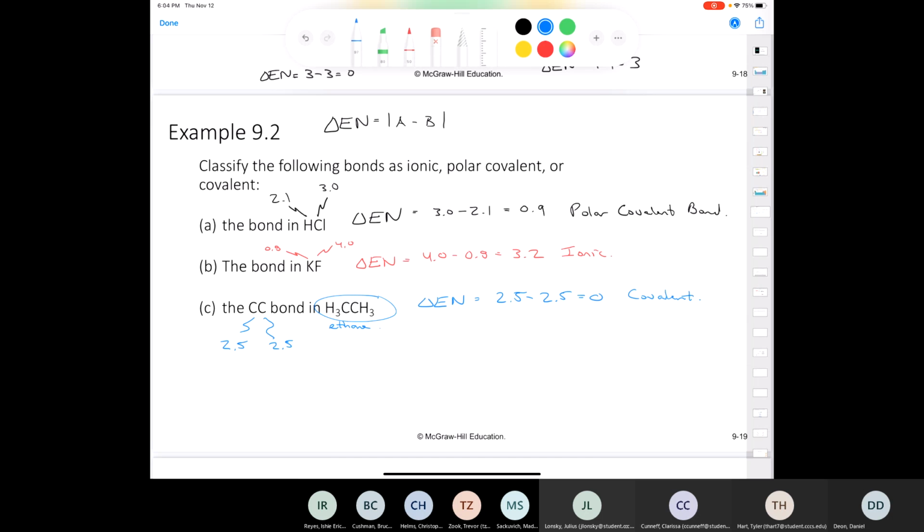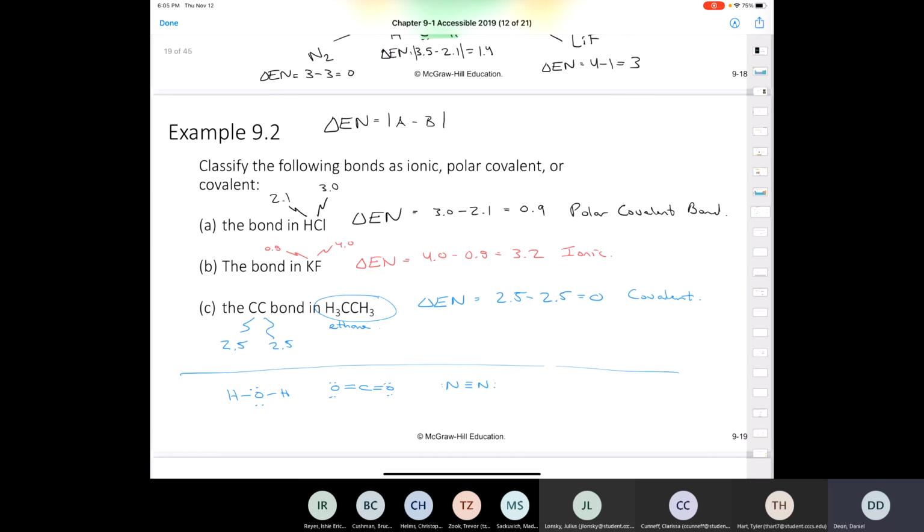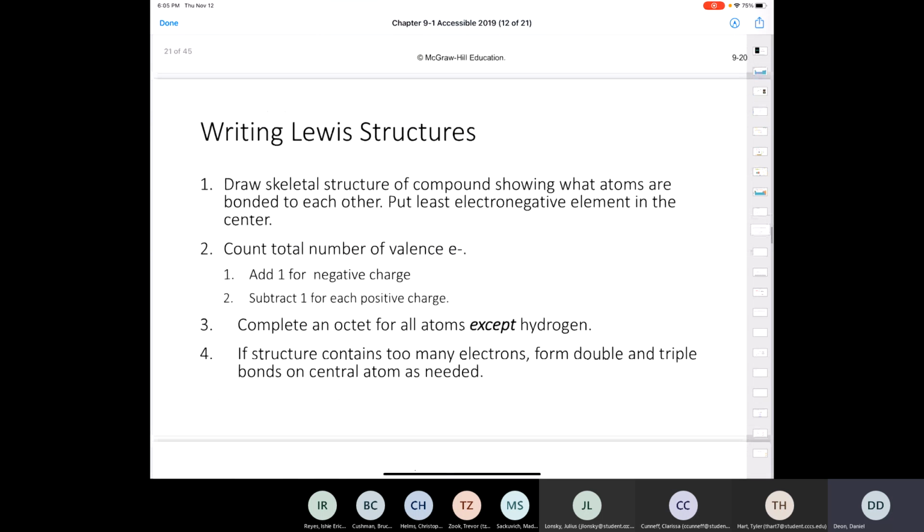Good. All right. Well, if you remember on our blank page that we looked at a little while ago, I drew some Lewis structures, or what I called Lewis structures, of H2O, carbon dioxide, and nitrogen. Now, there's more method to this than just trial and error. There are actually some rules that you can follow to write Lewis structures. They are summarized on this slide.